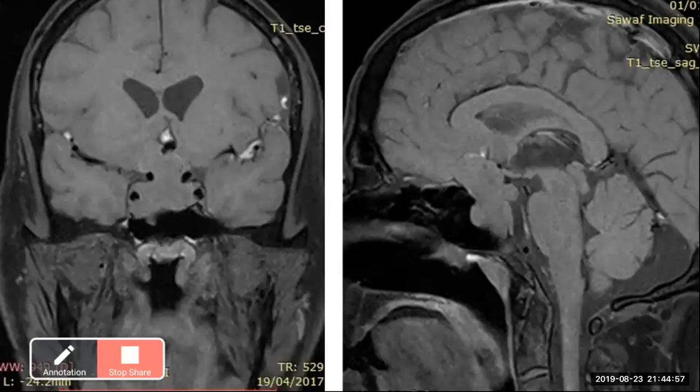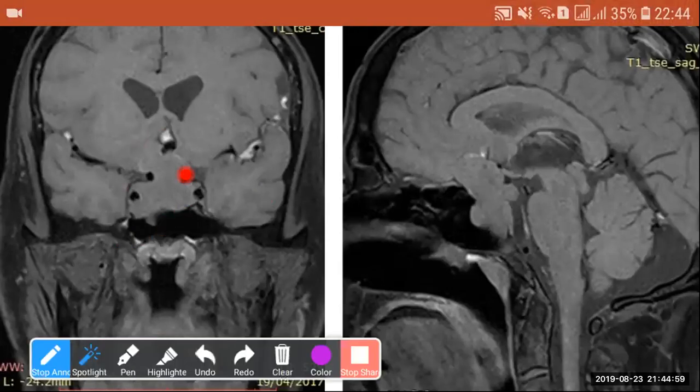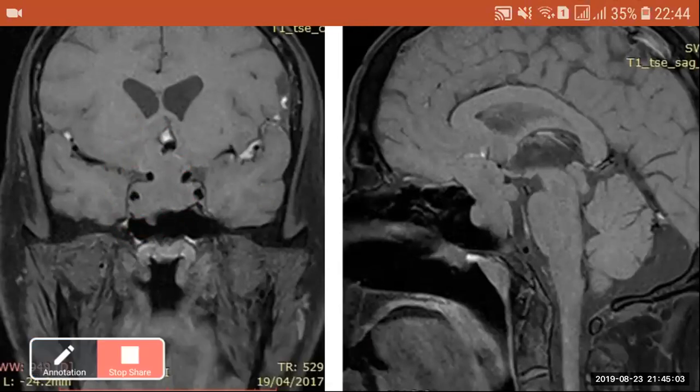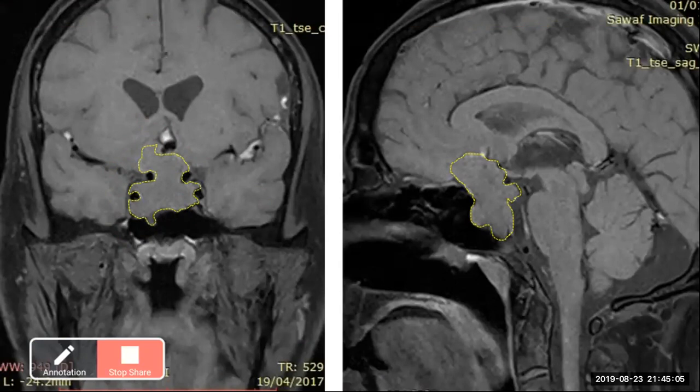And we see the lesion here in the coronal images, and we see it in the sagittal images. This is its border, and that is the invasion of the sphenoidal sinus. And these high intensity signals here are the subarachnoid hemorrhage.